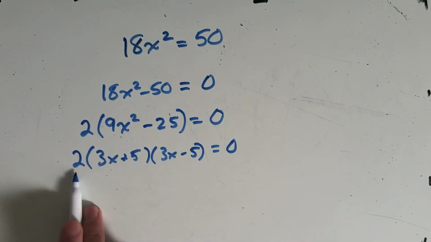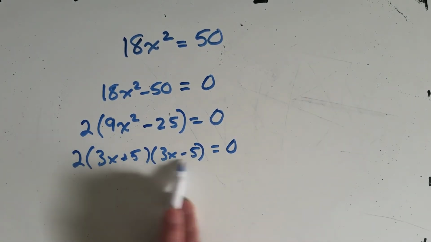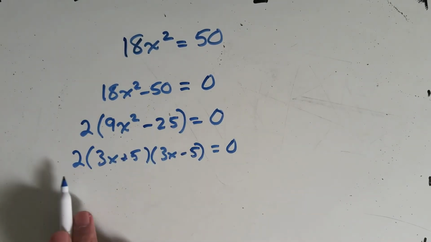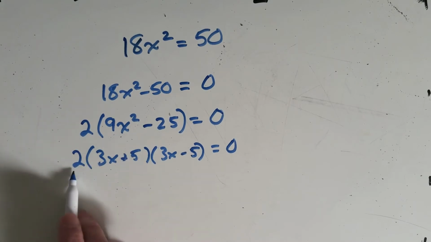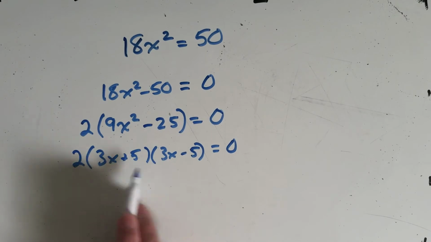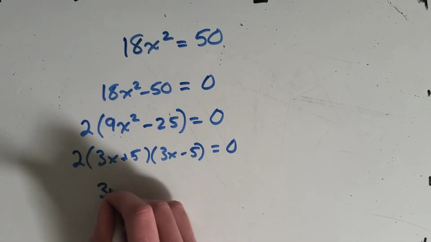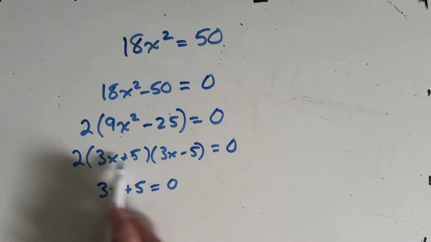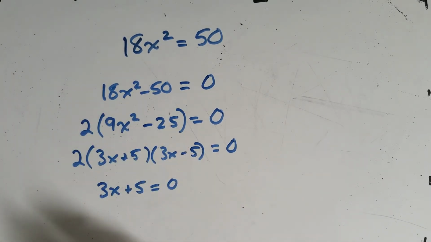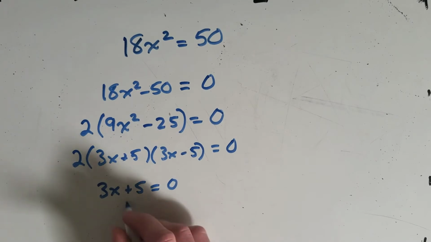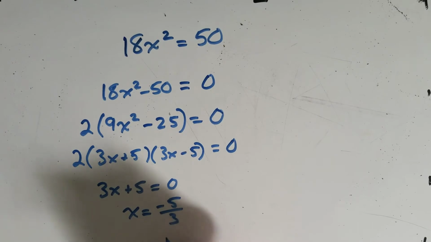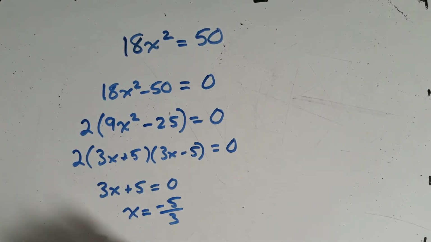So now we have 2 times this binomial equals 0. So in order for that to be 0, one of those 3 factors needs to be 0. 2 is never going to be 0, so that's not going to happen. But these binomials could potentially be 0. So our first case, 3x plus 5, if that equals 0, then this would zero out and everything would multiply to be 0. So when we solve, you subtract your 5, and then you divide by your 3, so negative 5/3 is one possibility for x.